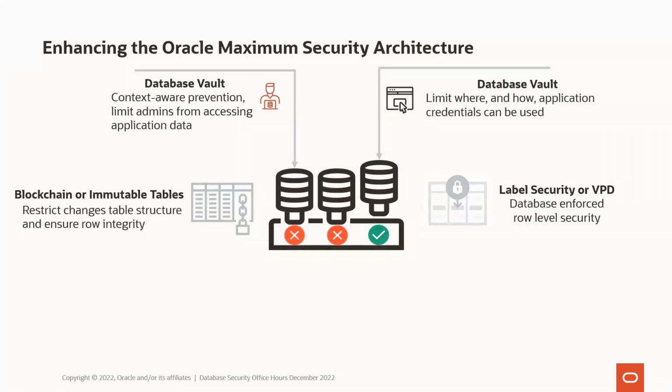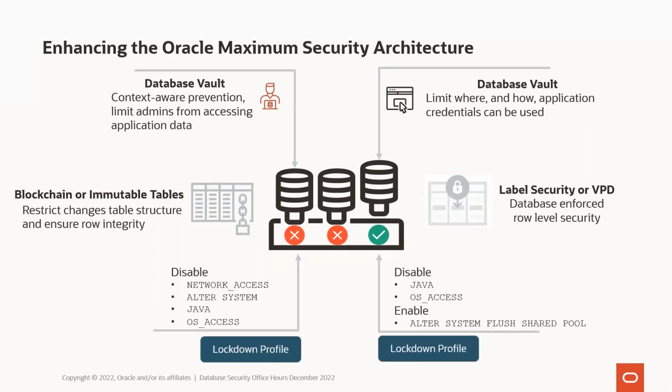Label security, RAS, or VPD can do database row level security, and it can be context aware there too, where pluggable PDB lockdown profiles are what kind of under the covers are disabling network access or Java or OS access or enabling particular commands, clauses within the alter system capability there. So they all have a place, they all go together, they all work together, and they solve different problems and close, limit different security gaps maybe within your infrastructure.